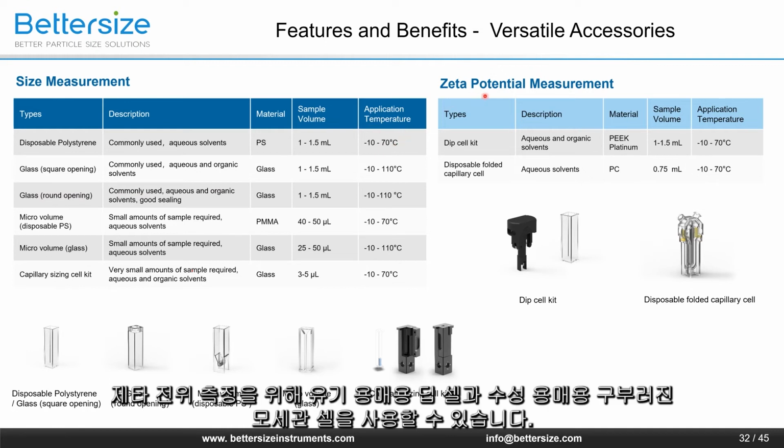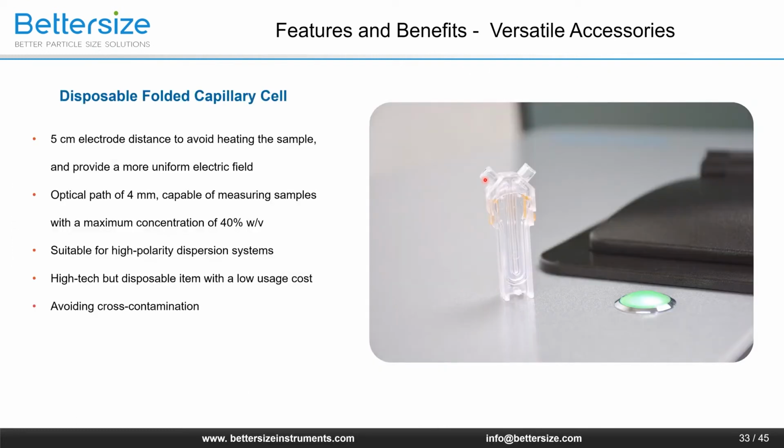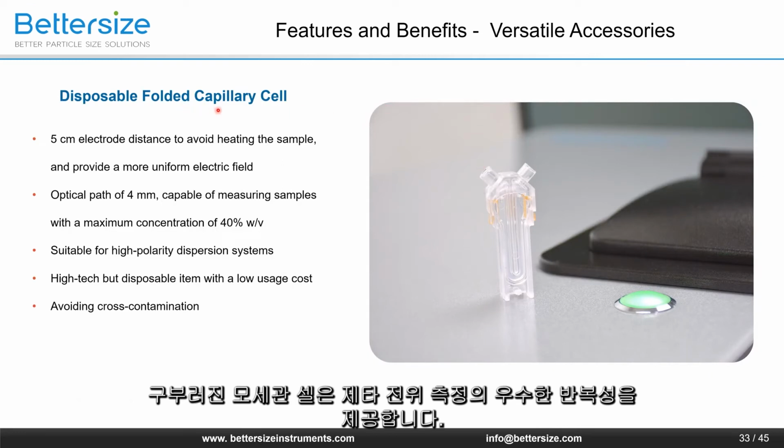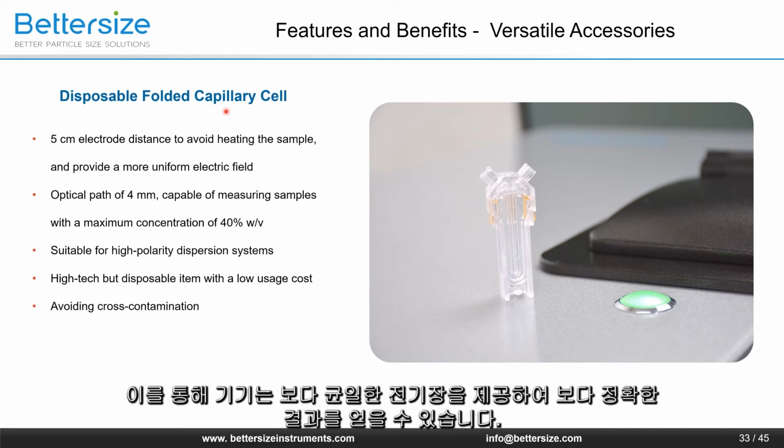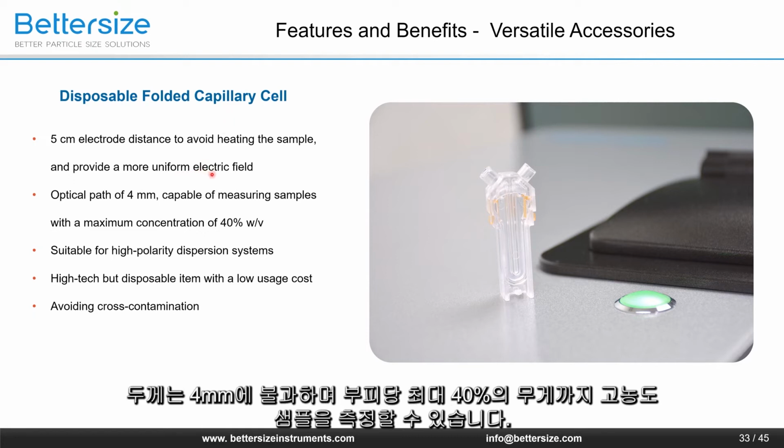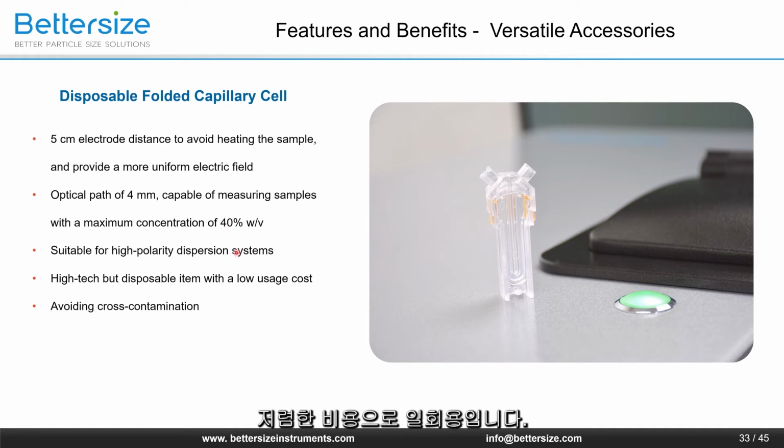For zeta potential measurement, the dip cell for organic solvents and folded capillary cell for aqueous solvents are available. The folded capillary cell provides excellent repeatability of zeta potential measurements. With the help of it, the instrument can provide a more uniform electric field and thereby more accurate results. It is only 4 mm thick and able to measure high concentration samples up to 40% weight per volume. It is disposable with low cost, therefore sample cross-contamination could be avoided.